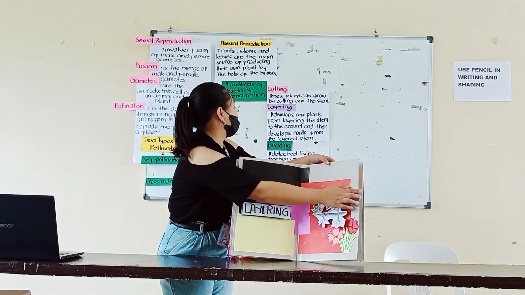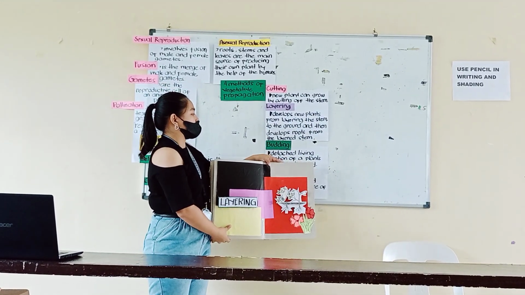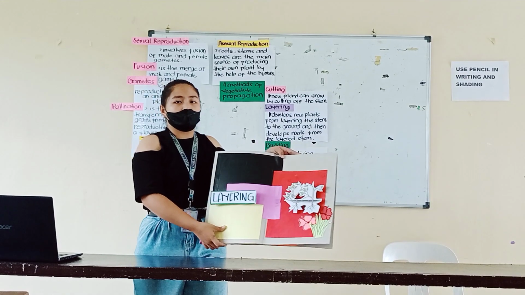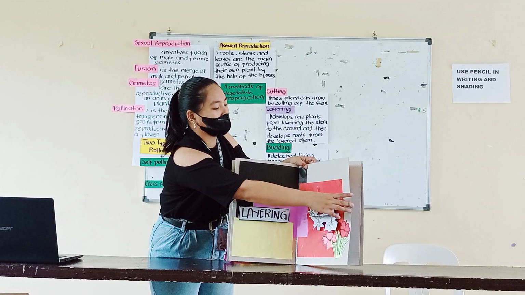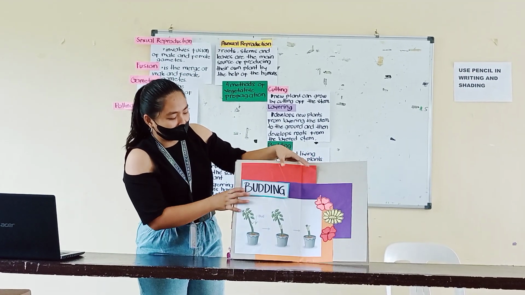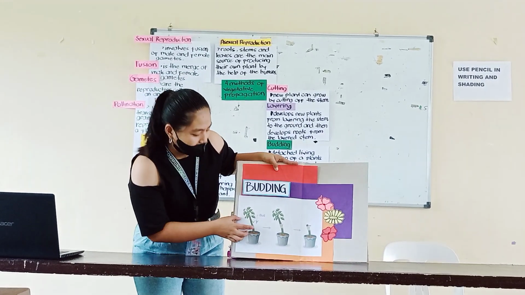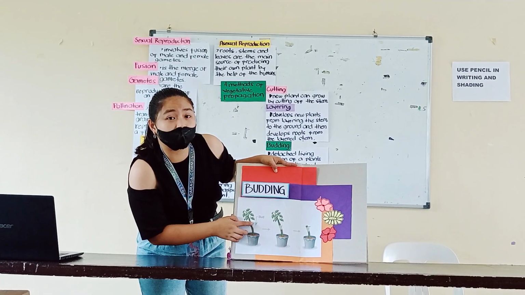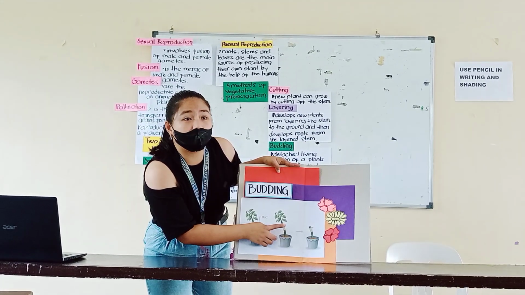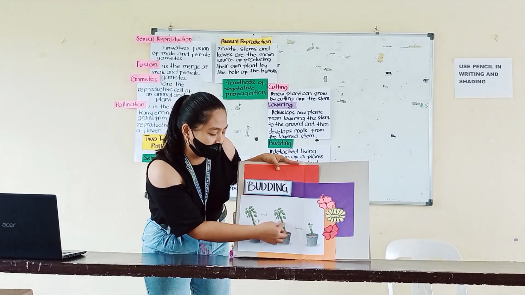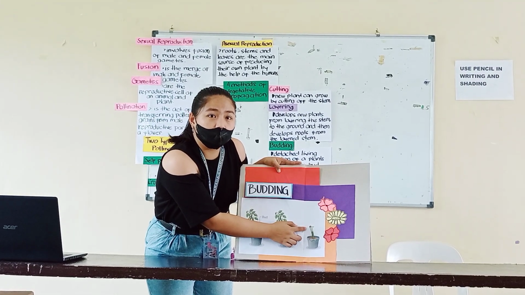The next one is budding. Budding uses the detached living portion of a plant, which is the bud. This is what budding looks like. Say for example, this is our plant, and we cut this part, which is the bud, and then we put it into another plant of the same kind.